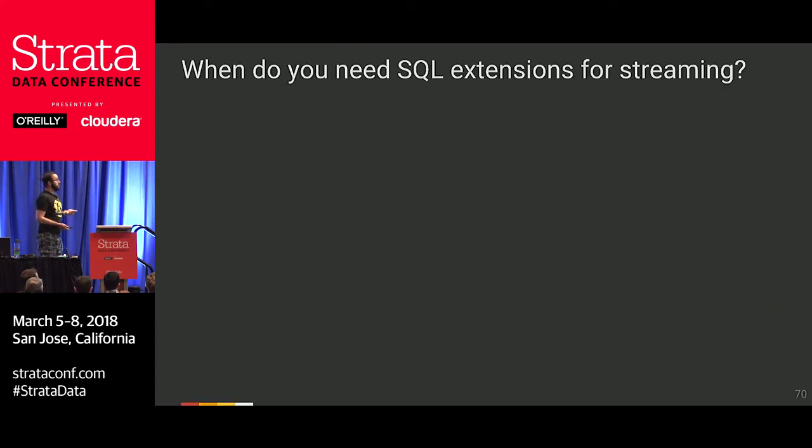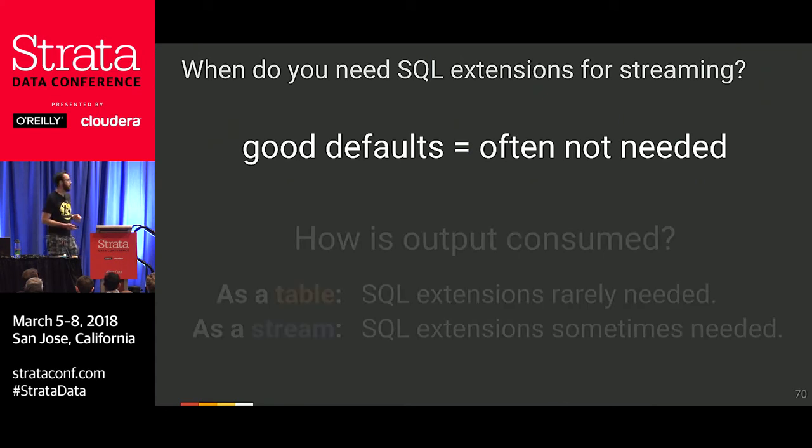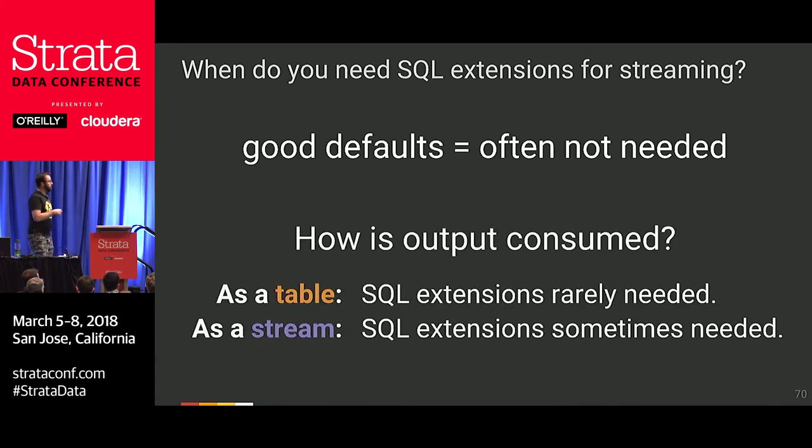So when do you need SQL extensions for streaming? When we went through this trying to discuss how we are going to approach this, we really wanted to try to minimize the amount of extensions that you would have to deal with. Extensions are no fun until you get things into the standard. They only work in certain areas. And so the key to this is noting that if you can come up with good defaults, you often don't need extensions. Whether you need them depends a lot on how the output is consumed.